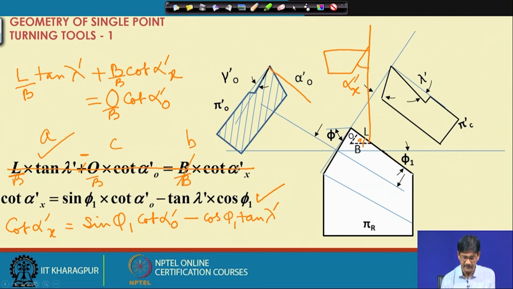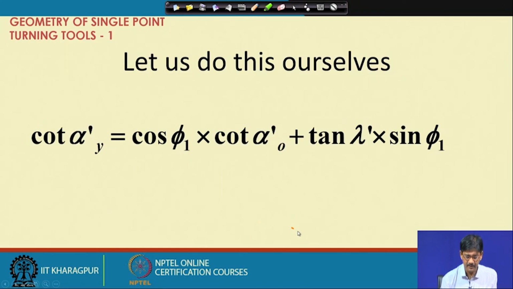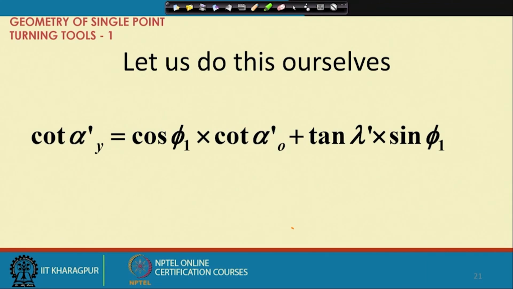So, last of all in this particular section, let us do this ourselves completely, that is finding out the value of cot alpha dash y in terms of cot alpha dash O and tan lambda dash. So, this would mean that we have this sort of relationship. This is our tool. So, this will give us good practice.